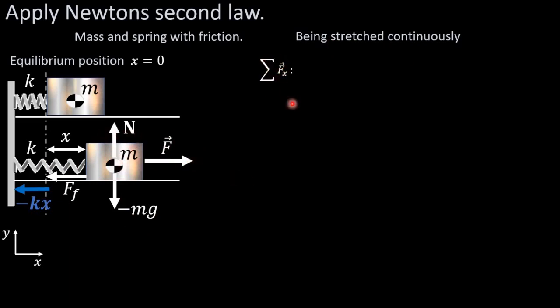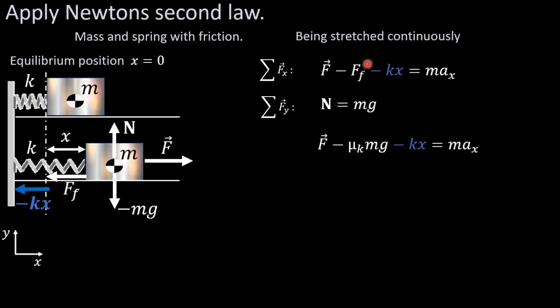If we take the forces in the x direction for this situation, we get F minus the force of friction minus the force from the spring equals m times a sub x. And it's m times a sub x because the particle is accelerating because of the continuous force being applied to it. The forces in the y direction is just going to be n equals mg. And then I can rewrite the force of friction there as the coefficient of kinetic friction times mg, and I get this equation here.